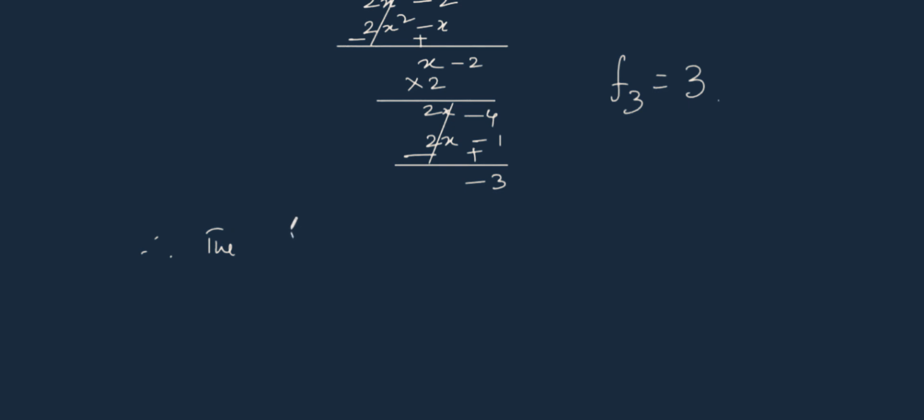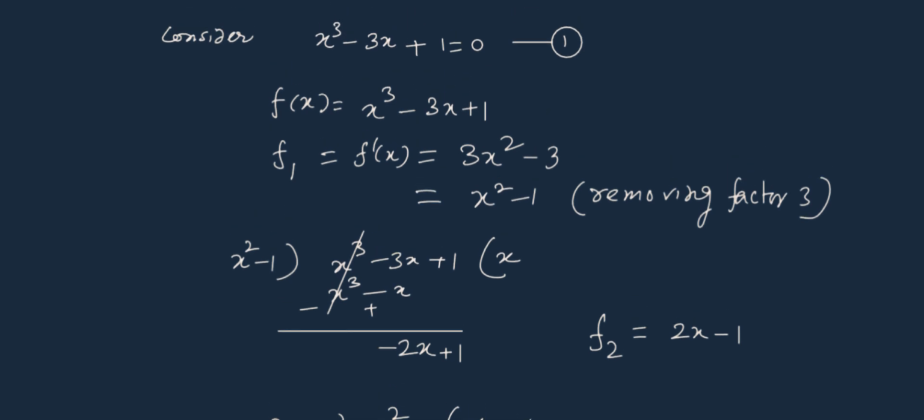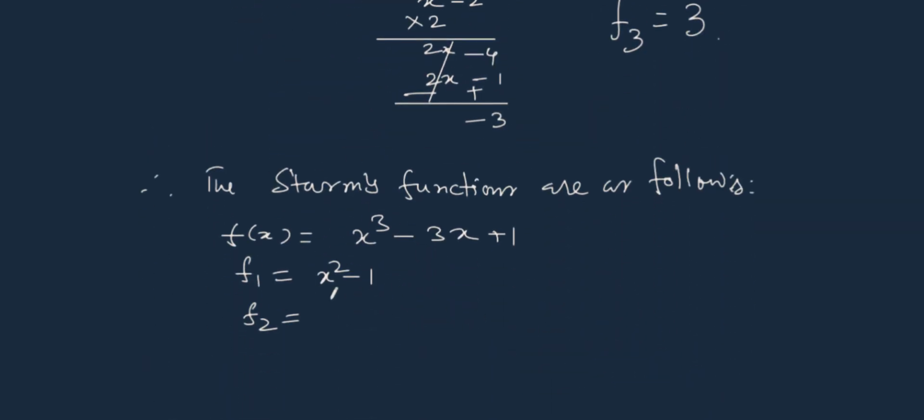Therefore, the Sturm's functions are as follows. f(x), that is the given equation, x cube minus 3x plus 1. f1, we calculated as x square minus 1. f2 as 2x minus 1, and f3 is 3.